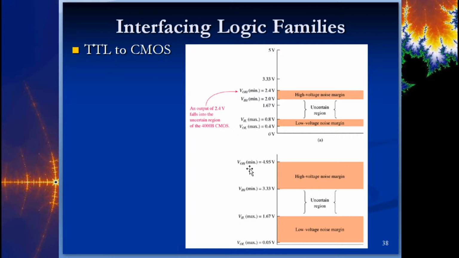So this is why you can't just hook up any family to any family. You have to interface them somehow so that when you do have an output high that's only 2.5 volts, say out of a TTL, it gets raised high enough to where it's considered a high on a CMOS. Okay? So as you can see here, it says an output of 2.4 volts falls into the uncertain region of the CMOS. Okay, so that's a problem.